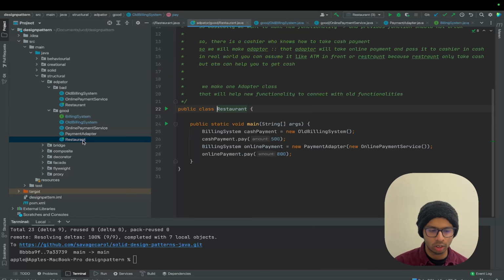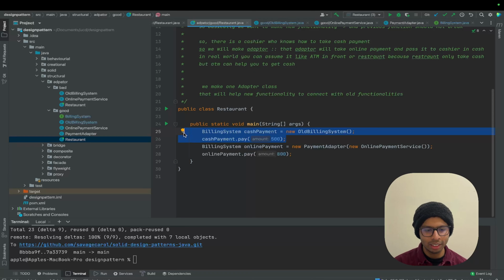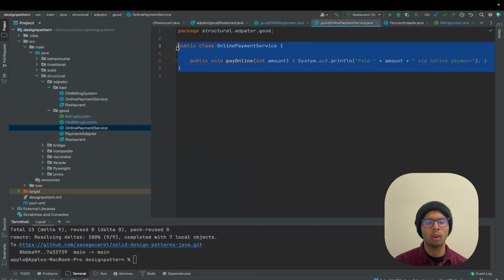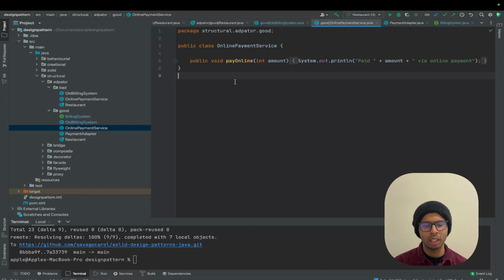Now let's move to the restaurant class one more time. We have discussed this part and we have discussed this part. I think these two lines are clear. In the billing system, we are just doing the old payment, nothing is new. After that, we have already discussed this online billing system in the bad code, and here also we have the same thing, the online payment system. The online payment system comes into a role that says that I am going to pay online. Everything is pretty fine. The person is saying that I am going to pay online, so we have made this class.